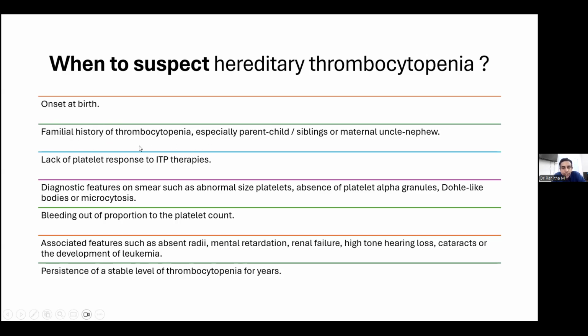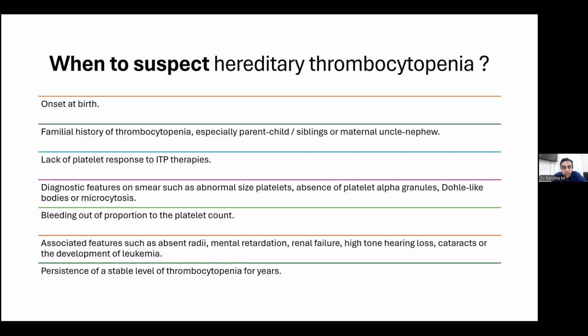Family history is easier said than done. Like presented today, often the initial history doesn't reveal it, but sometimes when we start evaluating asymptomatic family members, that might actually give a clue. Lack of platelet response to ITP therapies, Vinay also brought out, and you've seen in our patients.